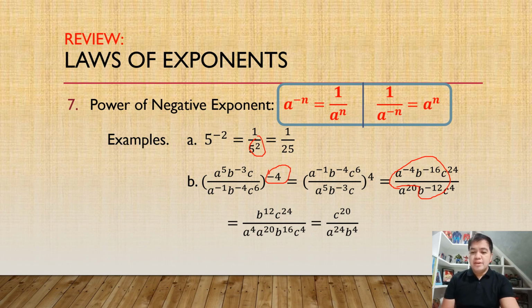So, yung lahat ng a, pinagsama dito, kaya naging a to the 24th. Yung b, sobra ng 4 sa baba. 12 sa taas, 16 sa baba, kaya b to the 4th. Yung c, 24 sa taas, 4 sa baba. So, minus natin, 20. Mas lamang yung taas, kaya may iwan sa taas. So, ganun po yun.